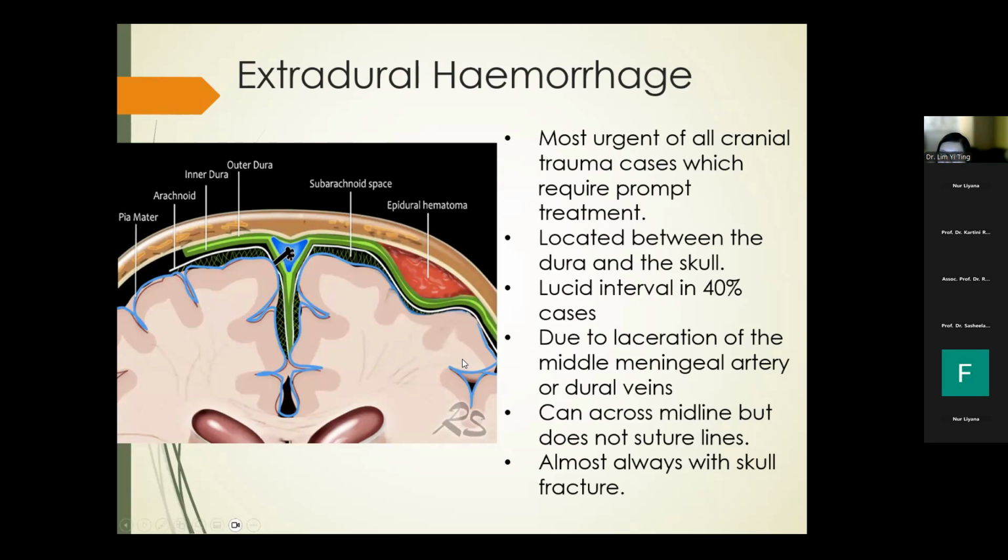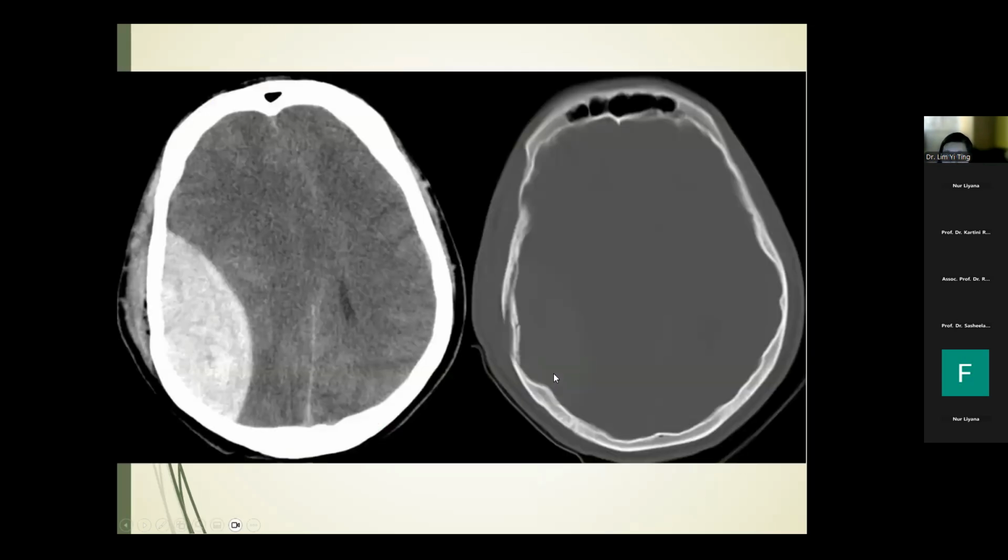And usually the patient will have a lucid interval in 40% of the extradural cases. It is due to the laceration of the middle meningeal artery or dural vein. It can cross the midline here, but it does not cross the suture line, and it is almost always associated with the skull fracture. So in this plain CT scan, as you can see, of a patient post.